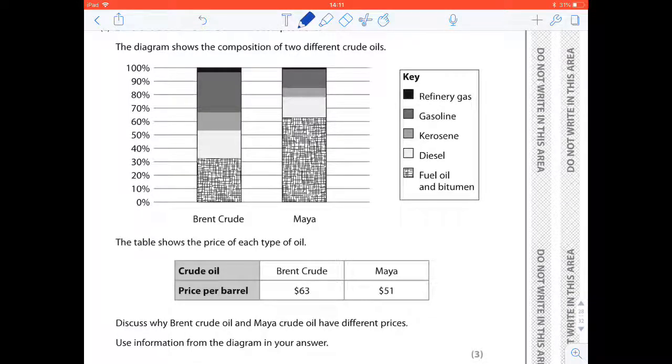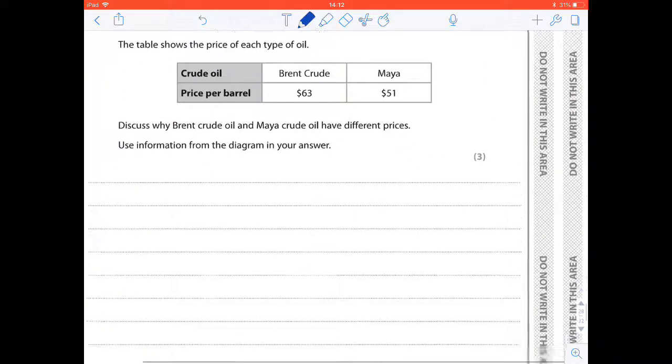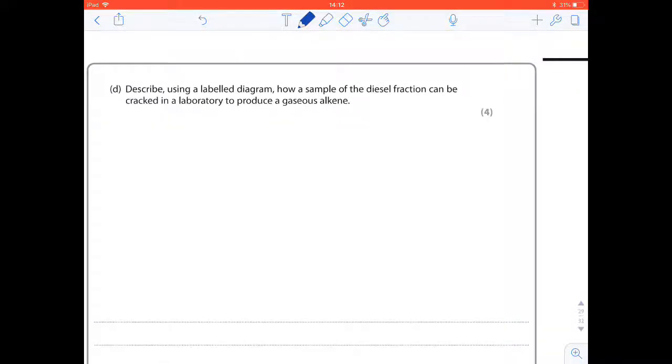Then, looking at the 2 different types of crude oil, this is actually quite easy to get all the marks given the style of the mark scheme. A real mark scheme might actually be a little bit more demanding than the one in this sample paper. The key thing to spot is that the Brent crude has got more of the shorter chain fractions, the refinery gas and the gasoline, whereas the Maya crude oil has got more of the fuel oil and bitumen. The point is that the short chains are in higher demand, so these are going to be worth more than the cheaper fuel oil and bitumen because there's less demand for the fuel oil and bitumen. Therefore, the Brent crude is more expensive than the Maya crude.